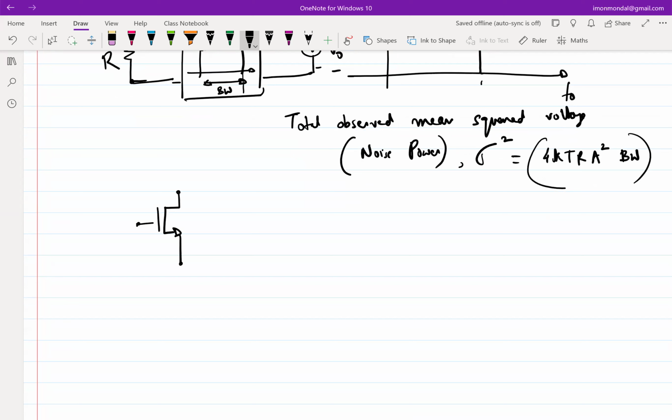the noise in the MOS transistor is characterized in two ways. The same thing, I mean, it can be characterized in two ways. I'll show one of them and the other I'll show later.